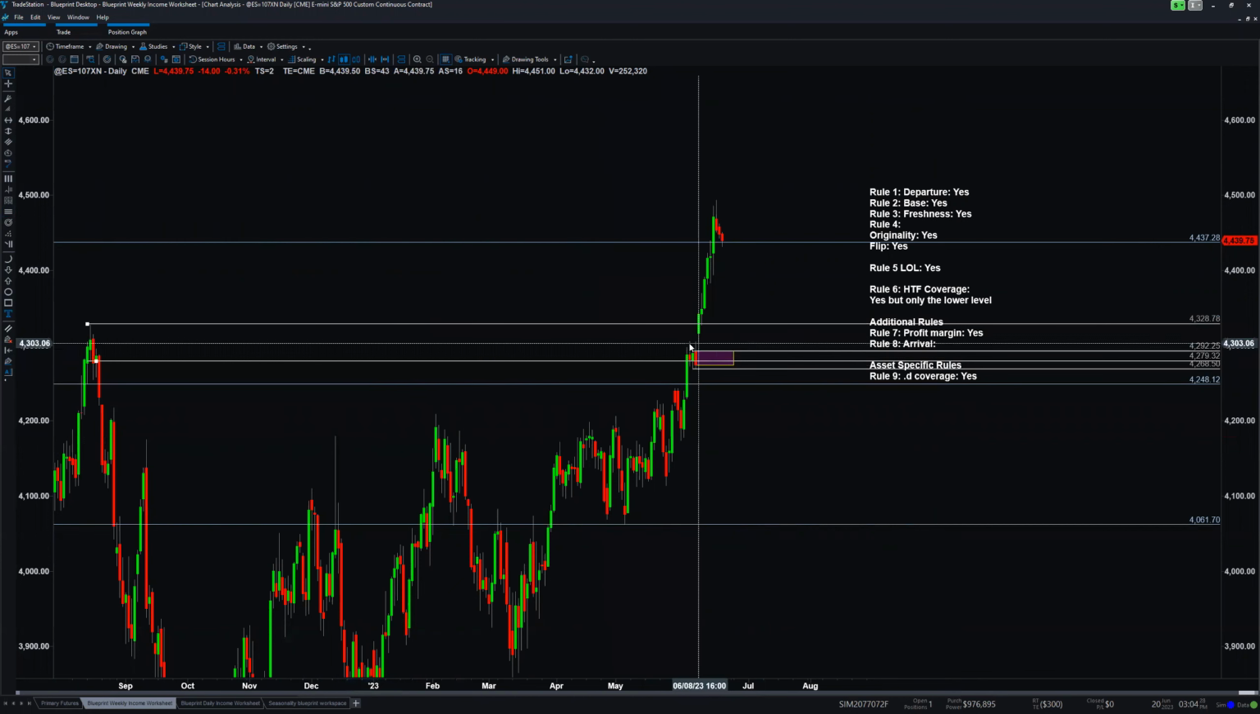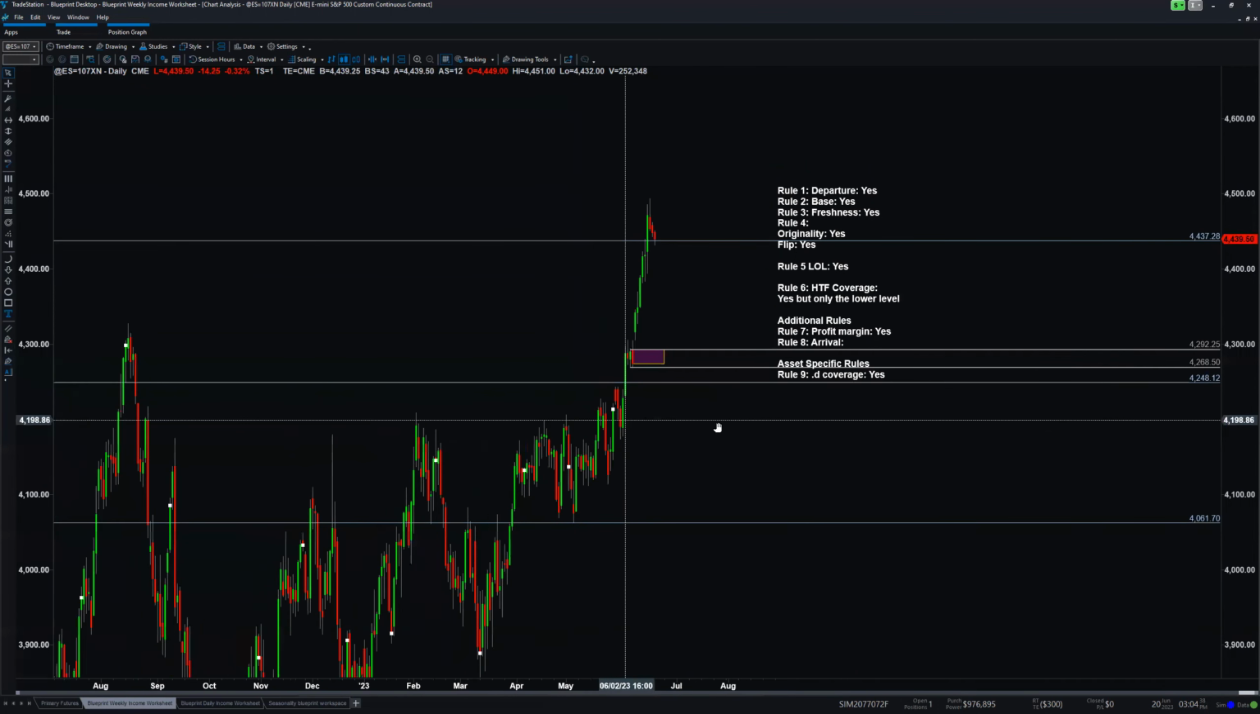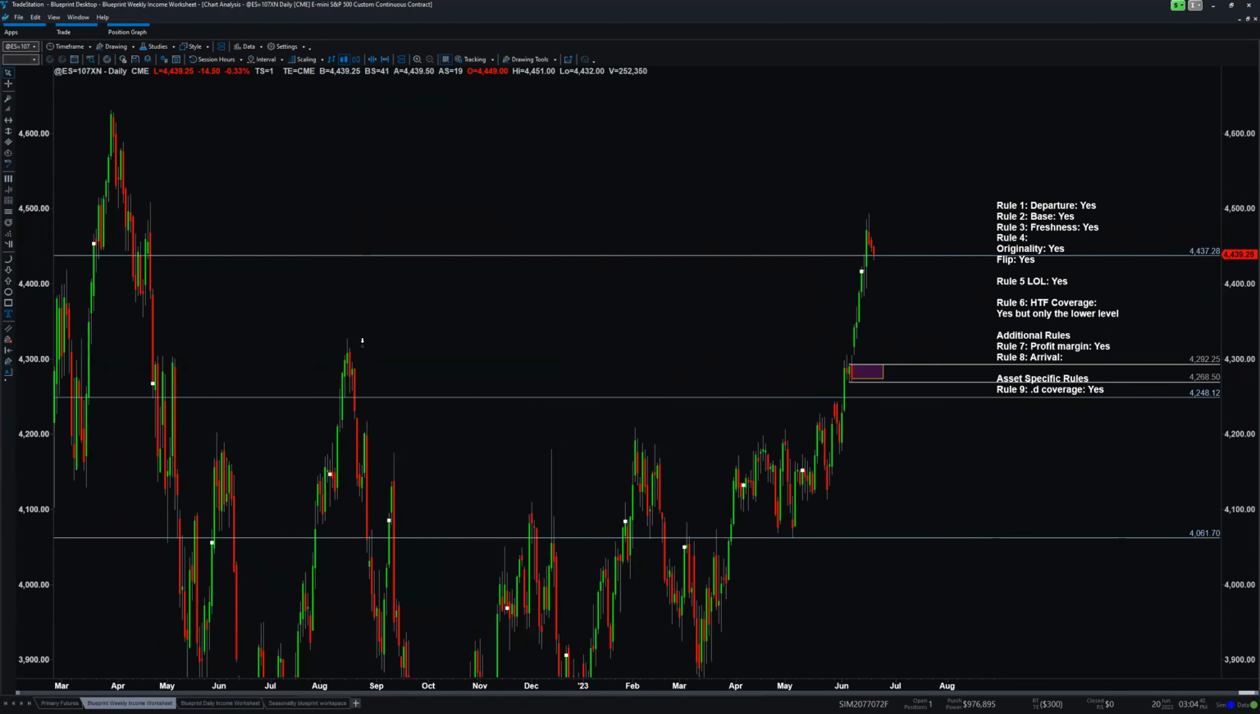So we have an area of demand at an area where we had supply previously. So yes, it's original. And at that, it's even a flip. It's a flip because we had supply here, and it's even a pivot area too, right? So it was a pivot area, a large pivot area at that, and it was supply.